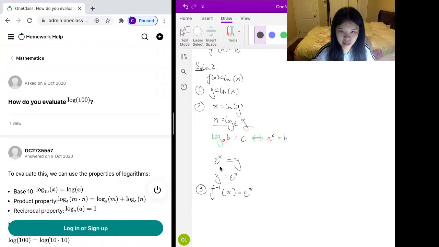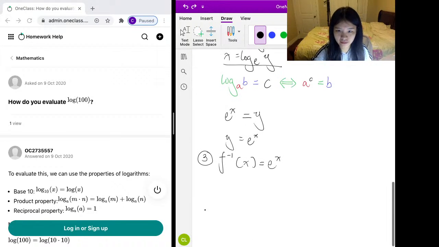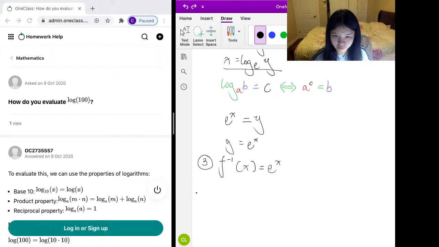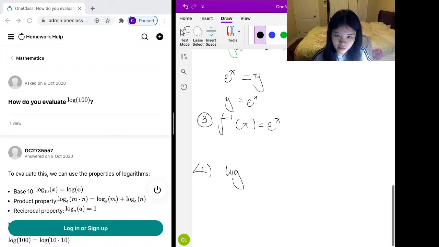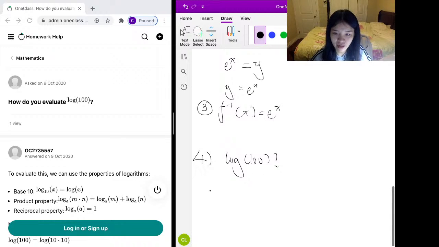Our fourth question is asking us how we would evaluate log of 100. So our fourth question is asking us log of 100. From the above, we have our logarithm rule. I'm just going to write it down here again.